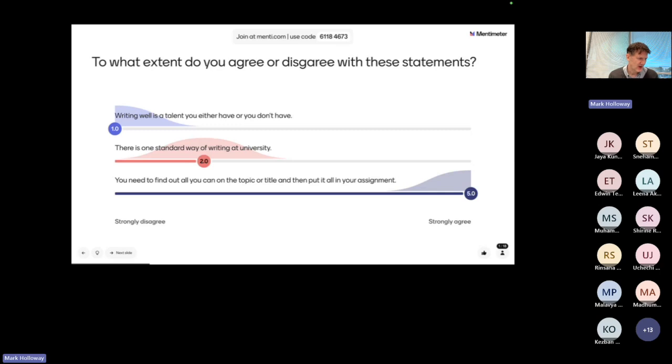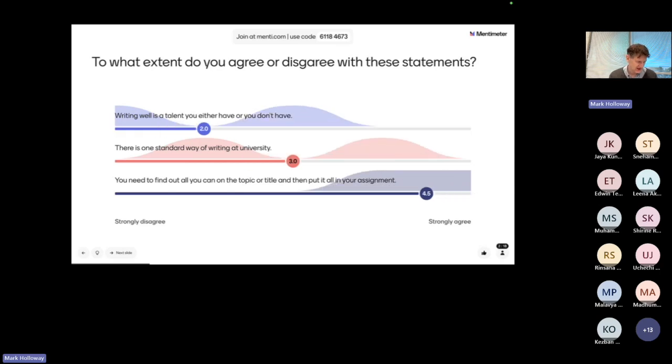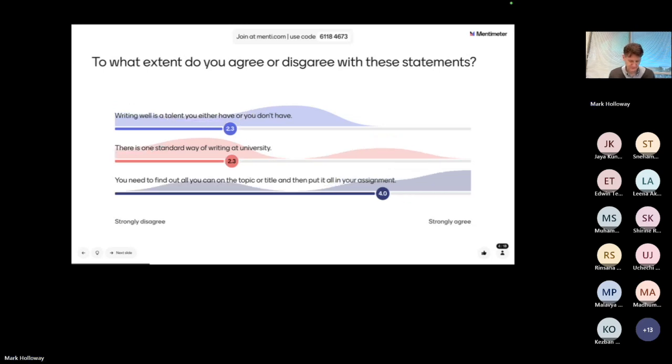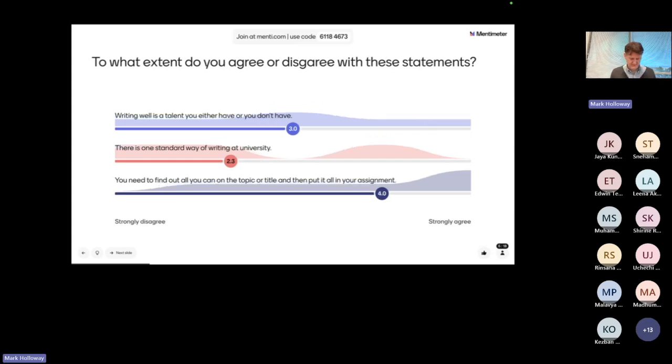The first one is: writing well is a talent that you either have or you don't have. The second one is: there is one standard way of writing at university. And the third is: you need to find out all you can on the topic or title and then put it all in your assignment. So I'll give you a moment to answer that.